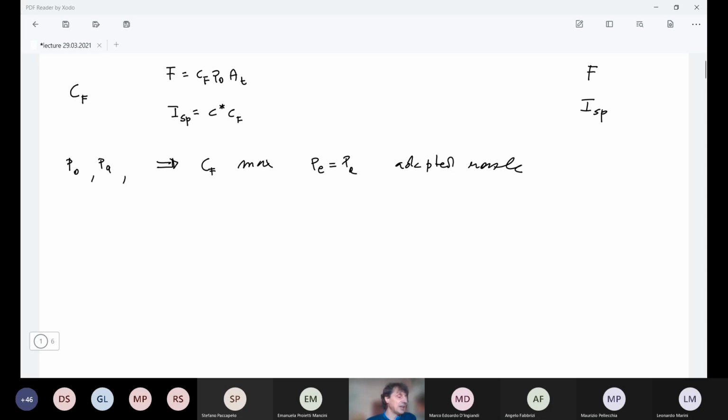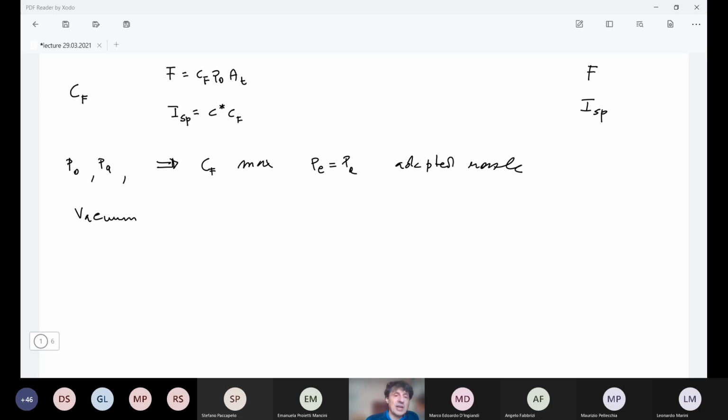But our rockets never work in adapted condition in general. Because if we are operating in vacuum, we are not able to adapt up to vacuum, as it would require infinite pressure ratio, infinite area ratio. Or if we are not working in vacuum, we are working with changing altitude, so we are in the ascending phase. So what do we do? Just to recall what we said.